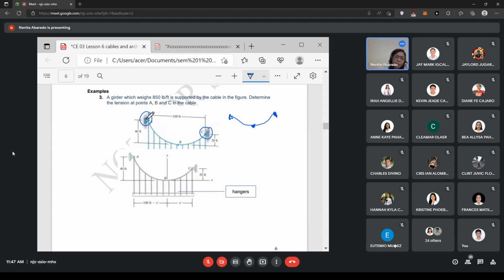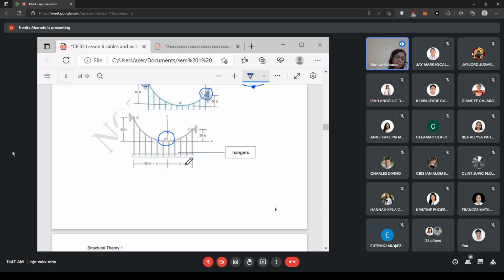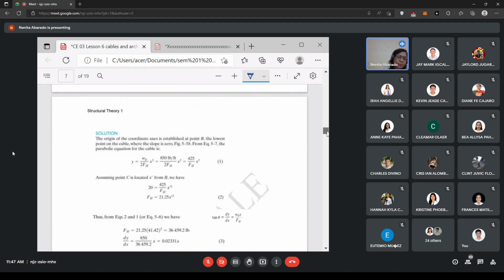Let's say this is point A and somewhere here is our point B. So what we need to do is to locate this. So how to locate this? Let us have a variable. Let's say it is an x distance from one of the supports. And of course, if there is a span here, let's say the span is 100. So that is 100 over x. These, class, are called hangers. Engineering, technical terms, these are hangers. Okay? So, let us have the solution.